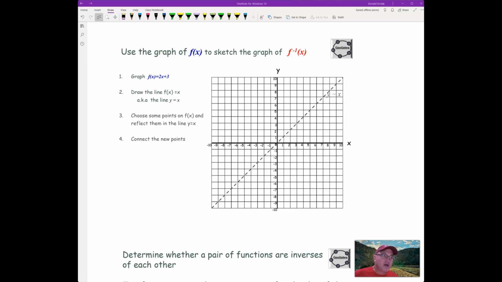So I want to graph f of x equals 2x plus 3. So that has a y-intercept of 3. Let's do it in blue so it matches that. Blue, okay, there's my y-intercept. And then a slope of 2. So that's 2 up, 1 right, 2 down, 1 left. And then I would draw that line.